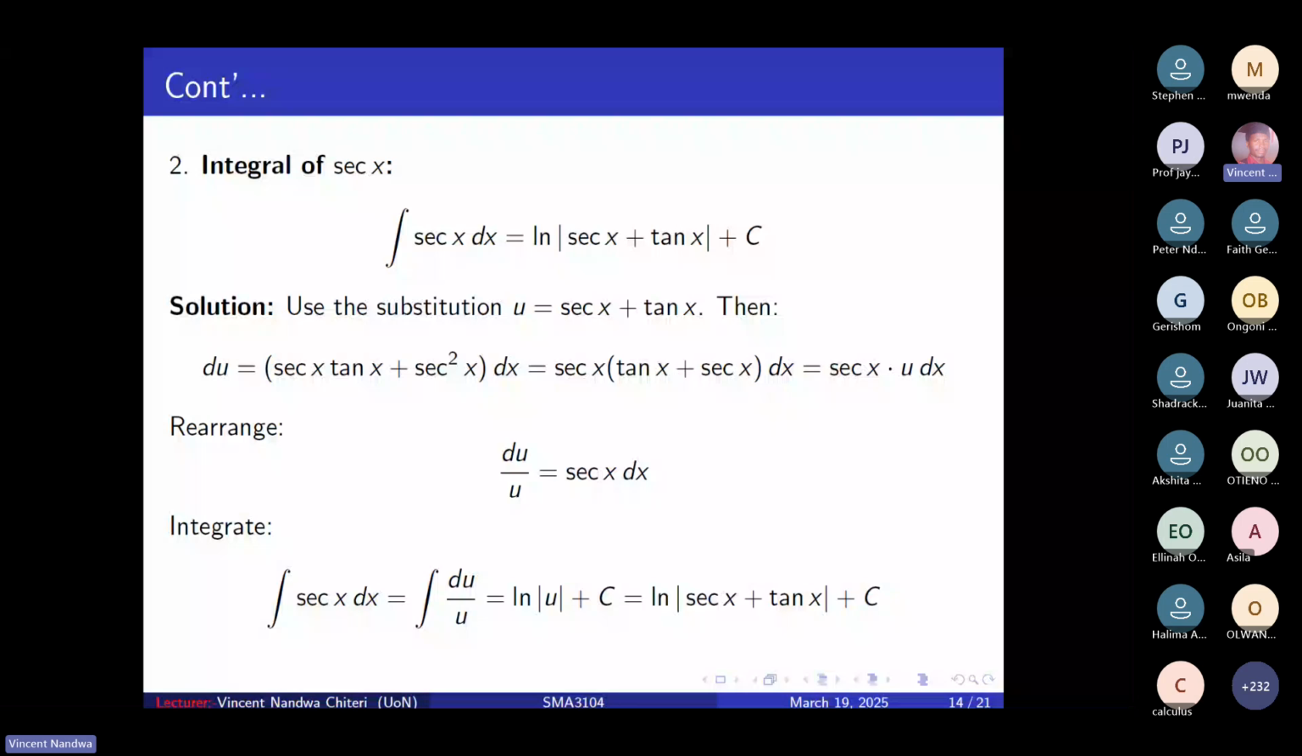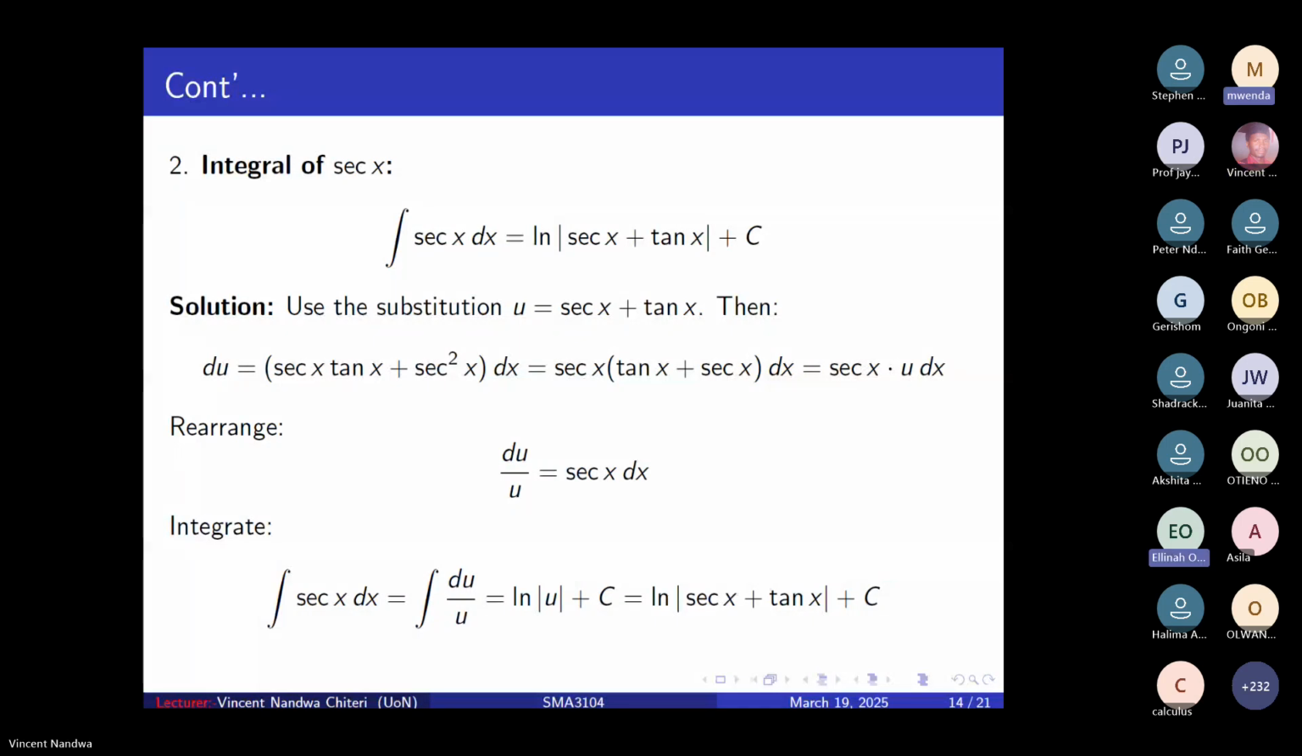You write the integral of sec x dx as sec x times 1 dx. You have not changed the integral itself. Then that product, you are saying times 1, you write it as sec x plus tan x over sec x plus tan x.